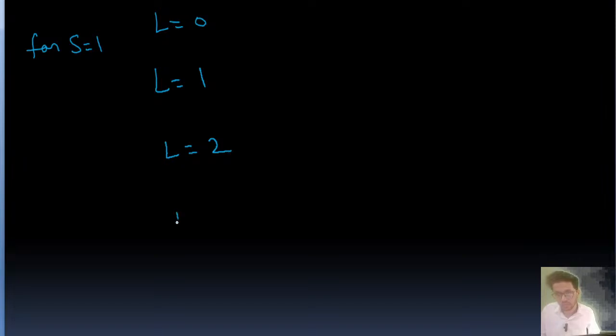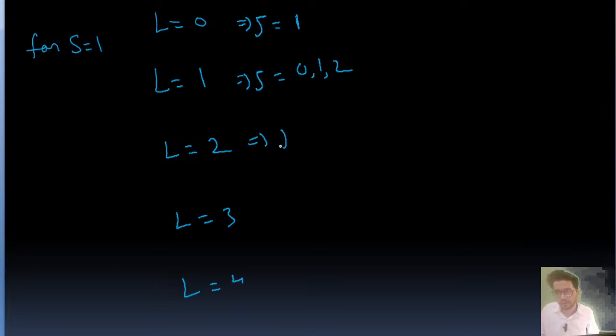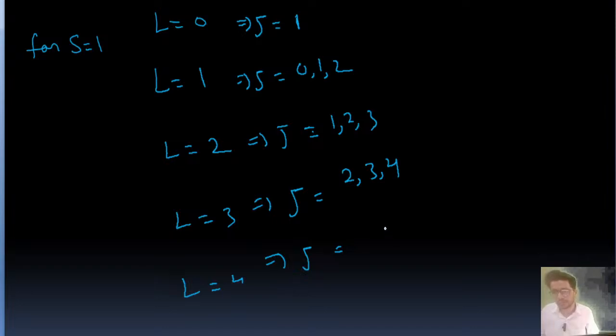L equal to 2, L equal to 3, and L equal to 4. Okay, so we'll find the J values. J value is going to be 1. Okay, and for this J value, I'm writing directly. So 1, 1, 2, 1 minus 1 is 0, so 0, 1, 2. From here, J value is going to be 1 plus 1, 2, 1 minus 1, 0, so 1, 2, 3. And J value is going to be 3 plus 1, 4, 3 minus 1, 2, means 2, 3, 4. And J value is going to be 4 plus 1, 5, 4 minus 1, 3, means 3, 4, 5.